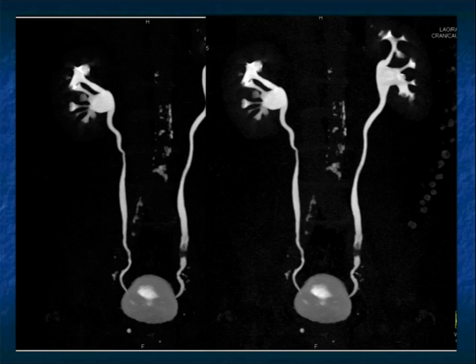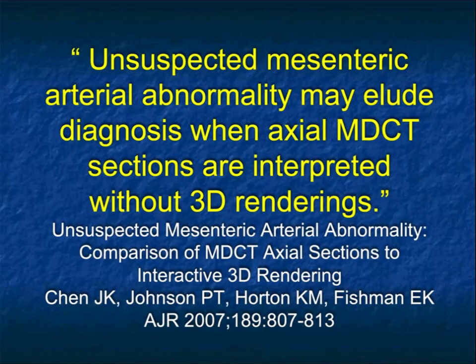And again, here's another example where the MIP imaging works very nicely, showing you the filling defect, but showing you the ureters look okay otherwise. And again, that becomes very important.